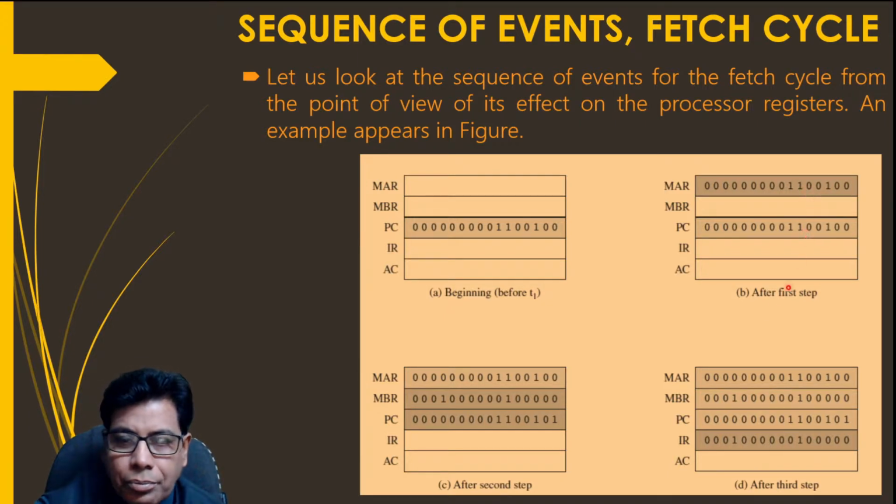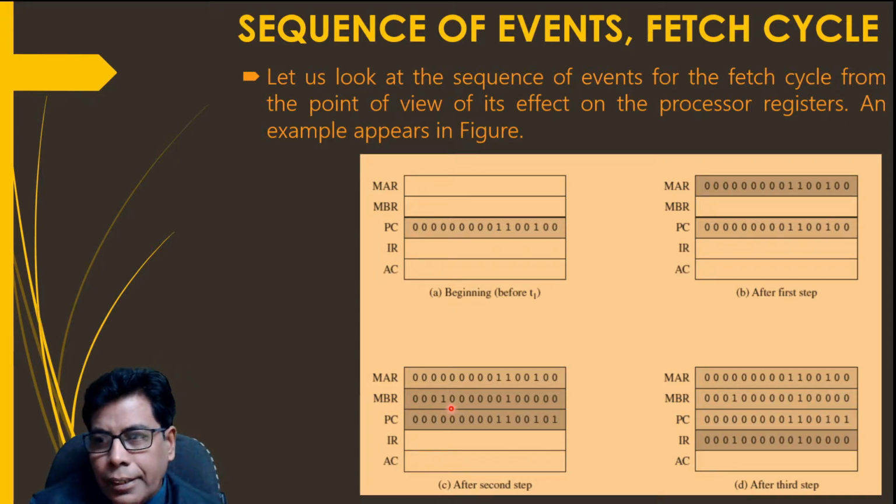Then the second step is to bring the first instruction to be executed on the address bus. Now here we'll give the read command, and whatever data is available on the data bus will be loaded into the MBR.